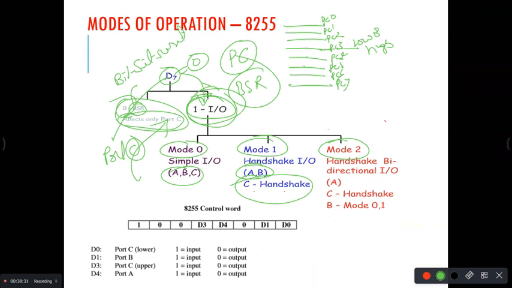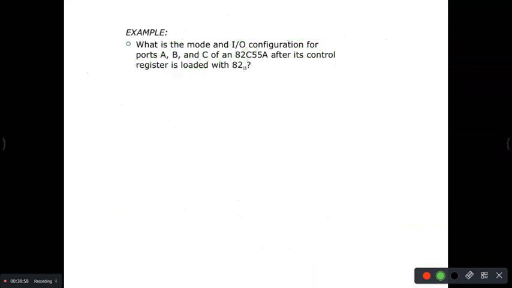You can see here, for example, suppose your 8255 control word is something like this: 1, 0, 0. See how exactly it behaves. 1 means it is IO mode, right? What is the meaning of 0, 0? It is mode 0. We can study this by using proper examples.